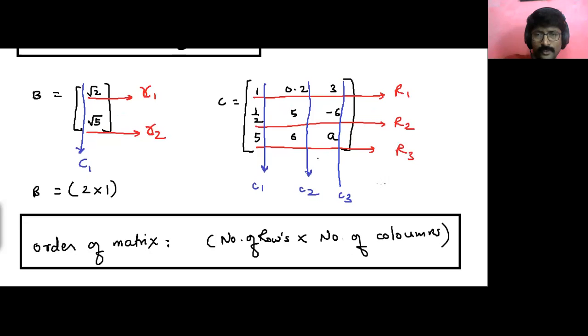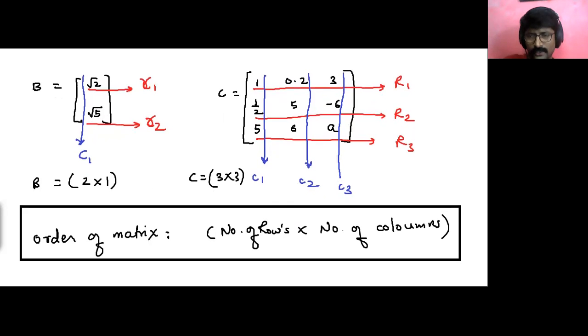What is the order of this matrix? The order of matrix C can be written as three rows by three columns. Isn't it? There are three rows, R1, R2, R3. And there are how many columns? Column 1, column 2, column 3. So it is a 3 by 3 matrix. So this is a 2 by 1 matrix and this is a 3 by 3 matrix. I hope you understood by now. That's nice. Fantastic. I hope you understood till here perfectly.